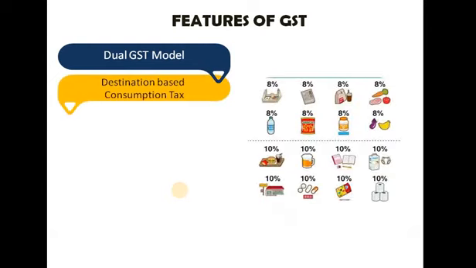And the next feature is destination based consumption tax. As we discussed in the previous classes, GST is also called destination tax or consumption based tax. That means the tax will be paid where the particular product is being manufactured, or where it is being purchased, or where it is being consumed. So here we will be paying a single tax. We will not pay the tax for the place of manufacturing. Instead, where exactly we are using or consuming the product, only for that particular place the tax is paid. So it is a consumption based tax.